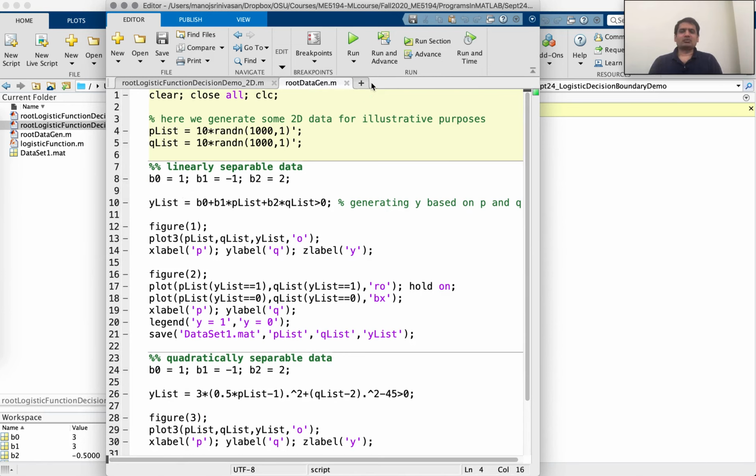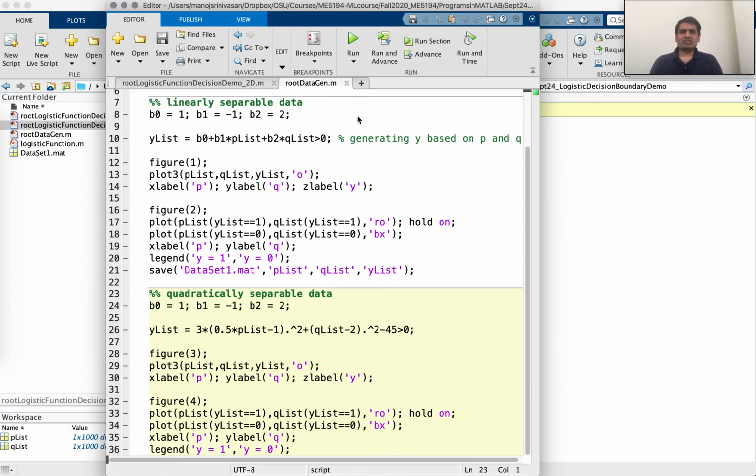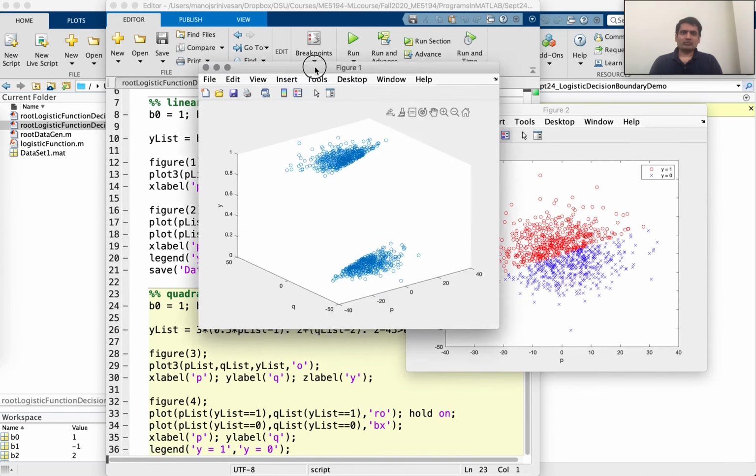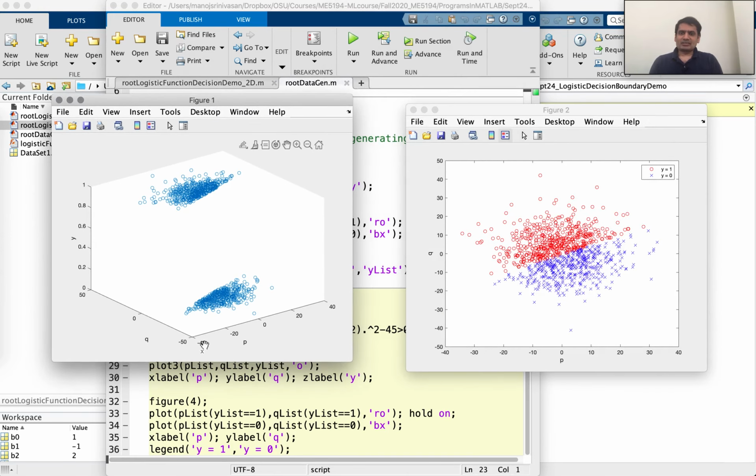You don't have to pay attention to how I'm generating the data. You can take a look at the program, but let me just generate it and plot it. Okay, here's P, here's Q, and then here's Y, the output. For different values of P and Q, which vary from -20 to +20 in both directions, Y takes a value of 0 or 1.